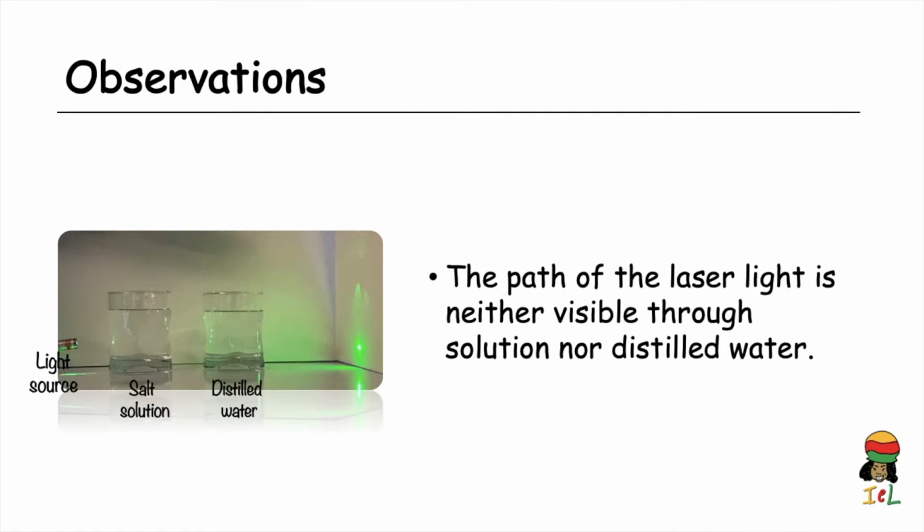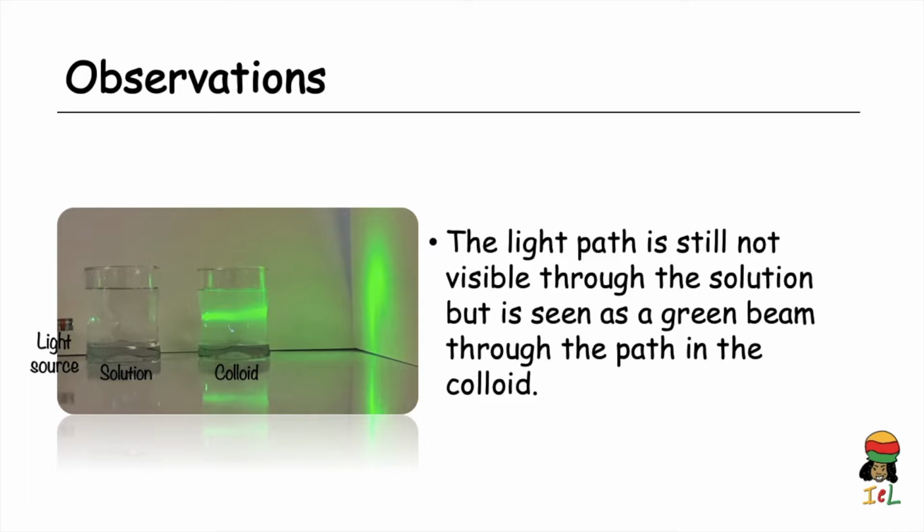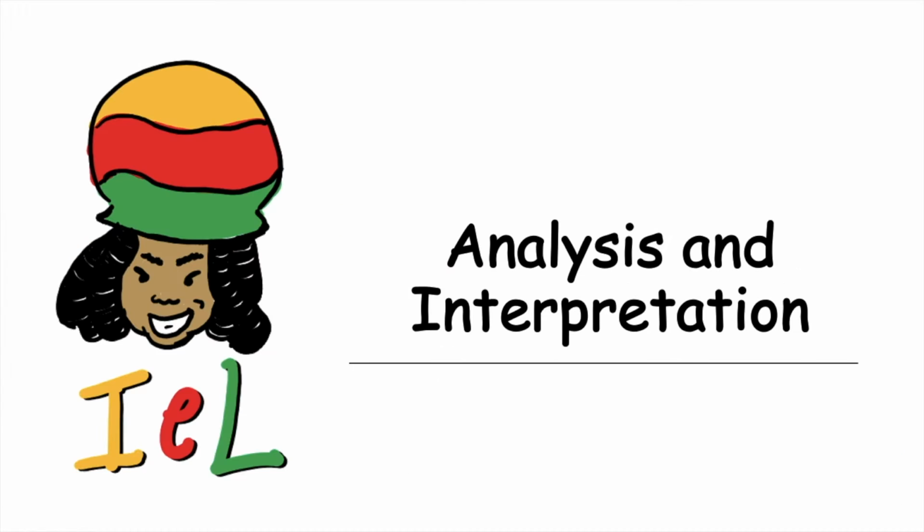Secondly, we had a solution and distilled water, and yet again, the light passed through, but we could not see the light passing through the solution nor the distilled water. But we know it has passed through because of the evidence of that green spot on the surface opposite to the light source. And thirdly, we saw that the light path is still not visible through the solution. However, it is seen as, or perceived as, a green beam passing through the colloid. During the analysis and interpretation, we will explain why the path of light was visible through the colloid and not the solution.